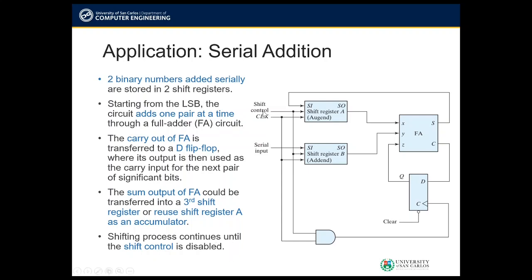Here, take note that shift registers A and B have their own shift control or shift enable inputs. So here, shift control is connected directly to the enable inputs of shift registers A and B. However, for this D flip-flop here, there is no enable input. So there is no other choice but to gate the clock here. So the clock is being ANDed together with the shift control input. Therefore, this output of the AND gate here controls the clock for the D flip-flop.